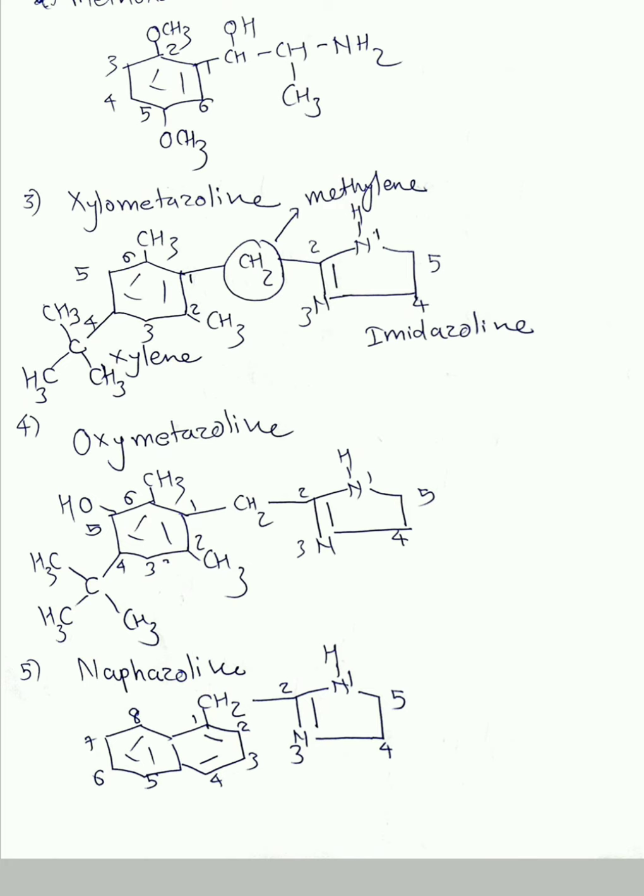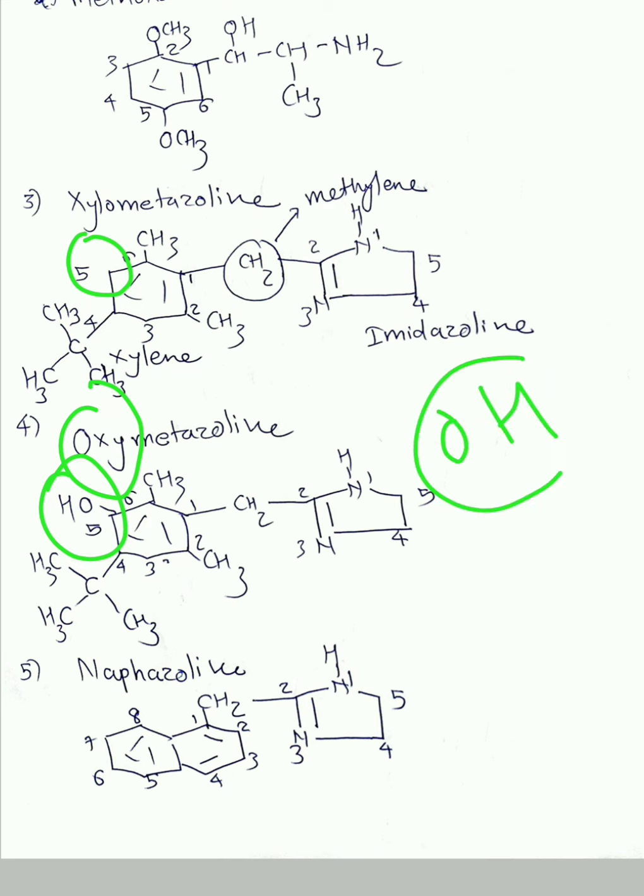Next in the category is oxymetazoline. Okay, now if you can remember the structure of xylometazoline, then oxy is very easy for you. The only difference I can see is an extra OH on the 5th position, which is not here. See, in xylometazoline there is no OH on the 5th position, but because the name is oxy, an extra OH group is there on the 5th position. Rest of the structure is the same. What is this? Imidazoline.